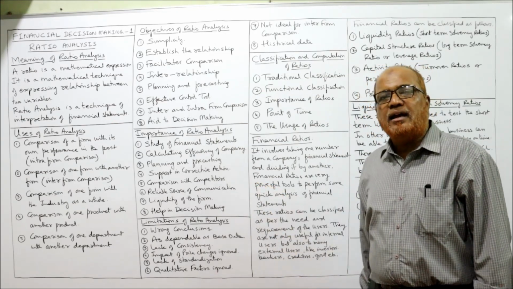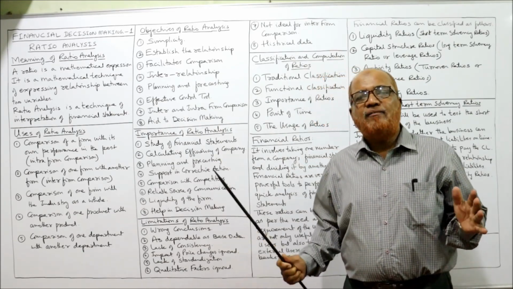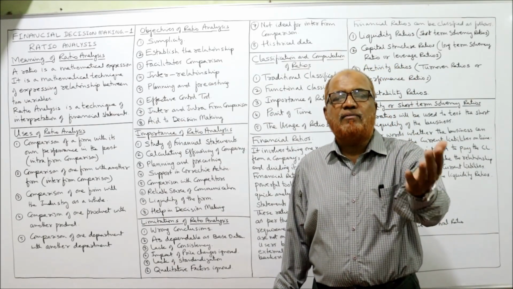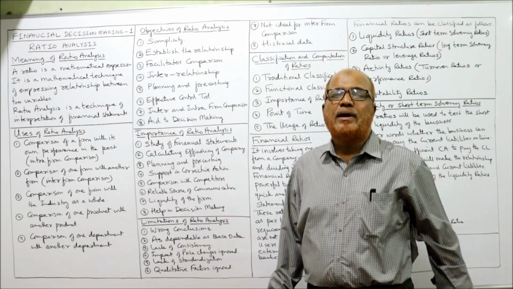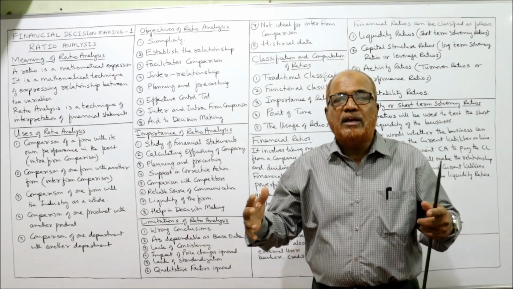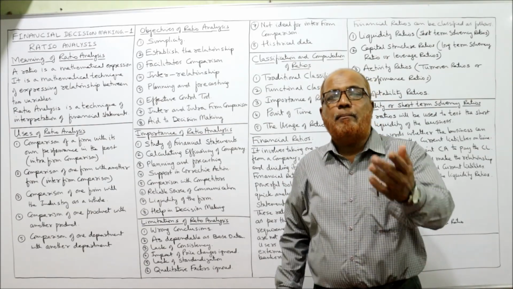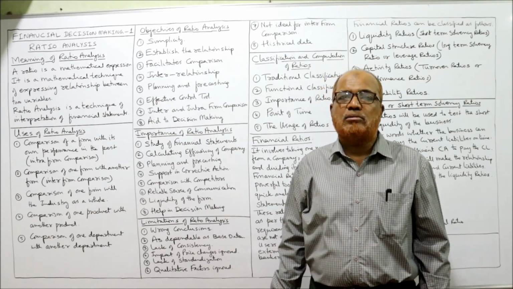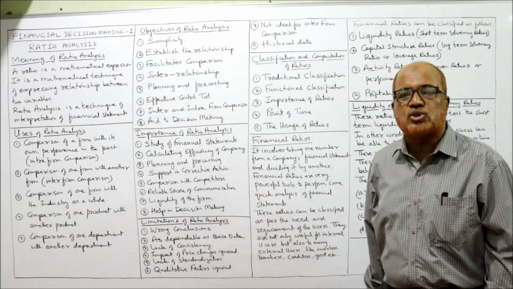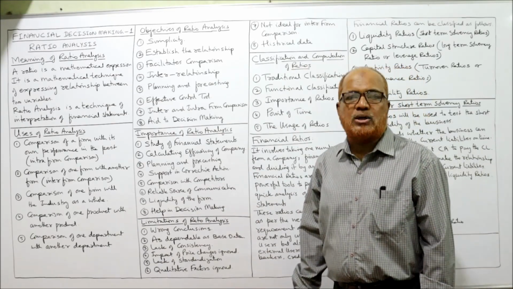Next, last one is aid in decision making. See here, the main function of the management is to take decisions, and decisions can be taken with the help of information. This ratio analysis will generate lots of information. By using that information generated by ratio analysis, the management can take the decision. So this ratio analysis will help in decision making. In this way, these are the objectives why we apply ratio analysis.